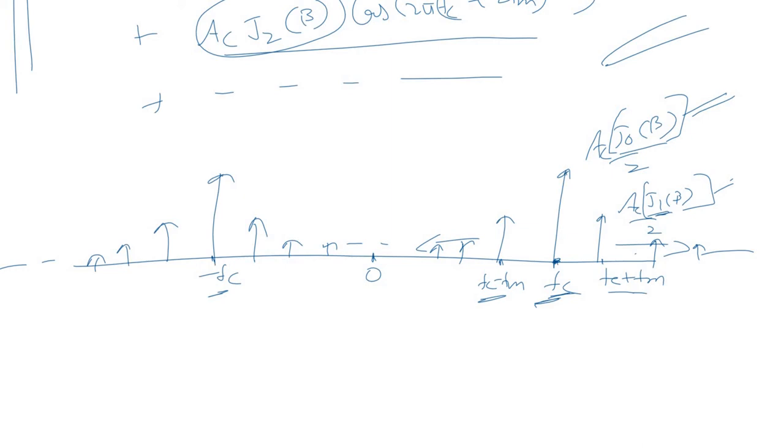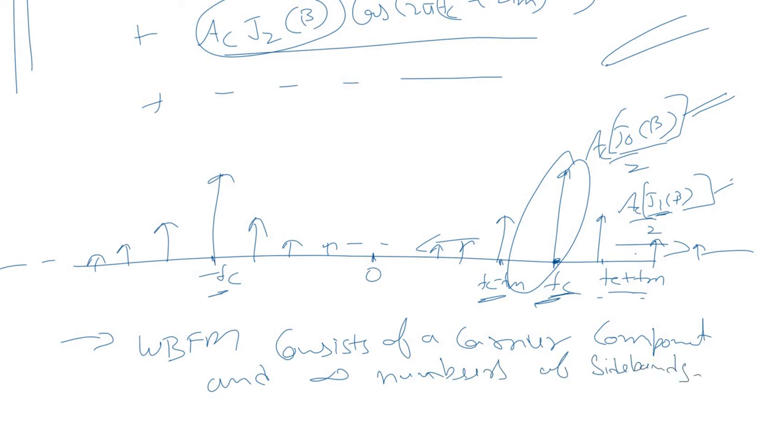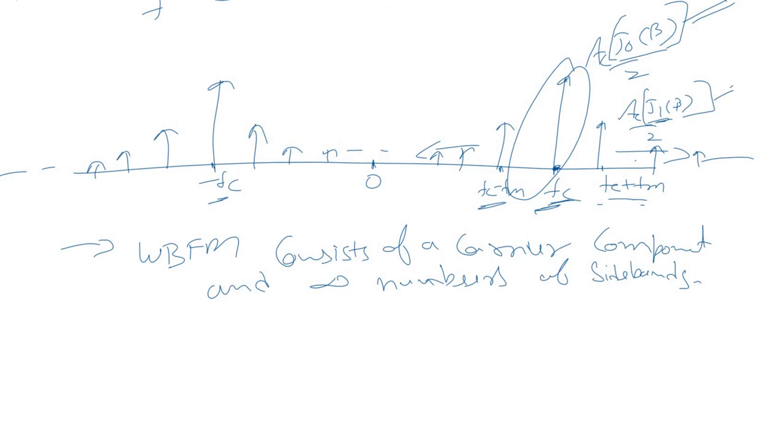So some of the important conclusions that we can derive from these concepts are that a wideband FM signal, WBFM signal, consists of a carrier frequency component and an infinite number of sidebands. Okay, and now since there are infinite number of sidebands, what about the bandwidth of a wideband FM signal?